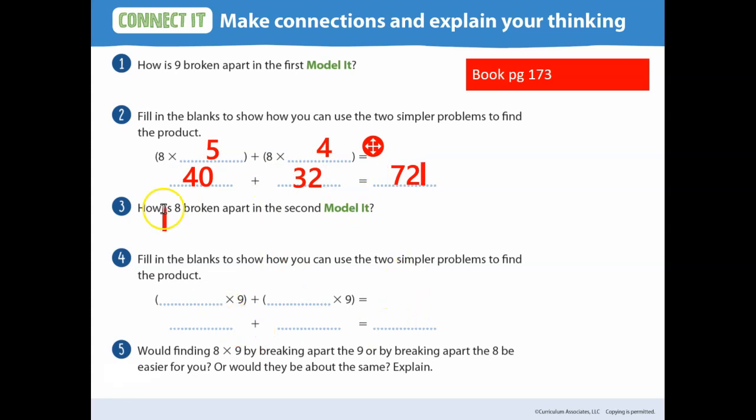But then how do we break apart 8? 4 and 4, or 5 and 3, 7 and 1, 6 and 2. But I like to use my 5s, so they're a lot easier. What's 5 times 9? 45. And 3 times 9? 27. You can use the little hand trick, right? So again, that's also 72.